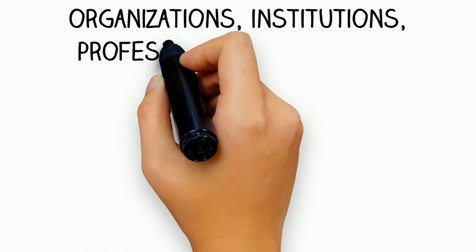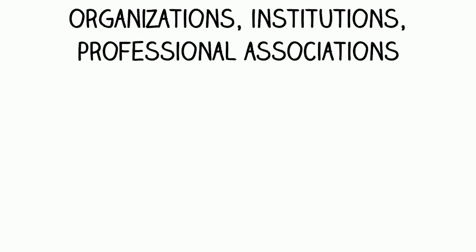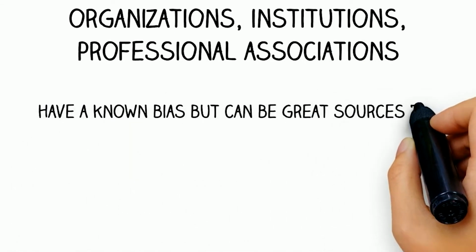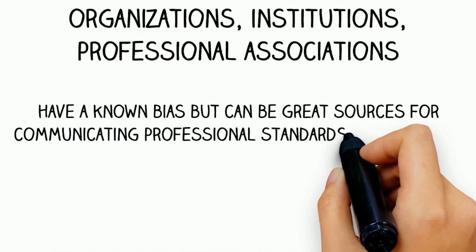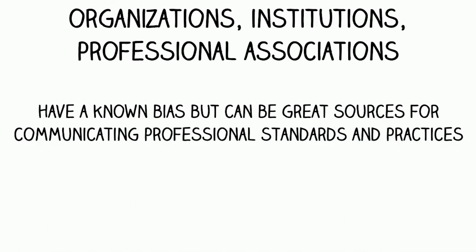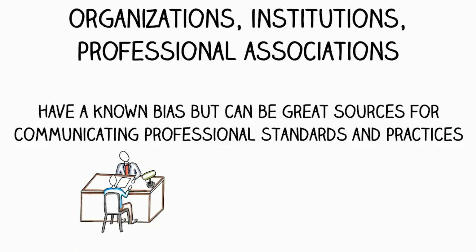Organizations, institutions, and professional associations are often large and well-organized. They have a known bias but can be great sources. They are excellent at communicating professional standards and practices. They may also have job boards specific to a field. Membership may be required in order to access all of their web material.